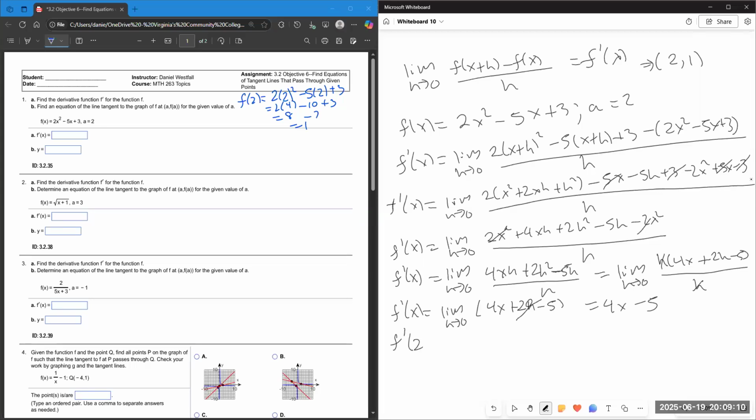F prime of 2 is 4 times 2 minus 5. 8 minus 5 will be 3. So this is 4x minus 5. M is equal to 3. Y minus my y value of the point that we found earlier equals m, which we just found, times x minus my x value given to me. Y minus 1 equals 3x minus 6. Add 1 to both sides. And y is equal to 3x minus 5 for my tangent line.